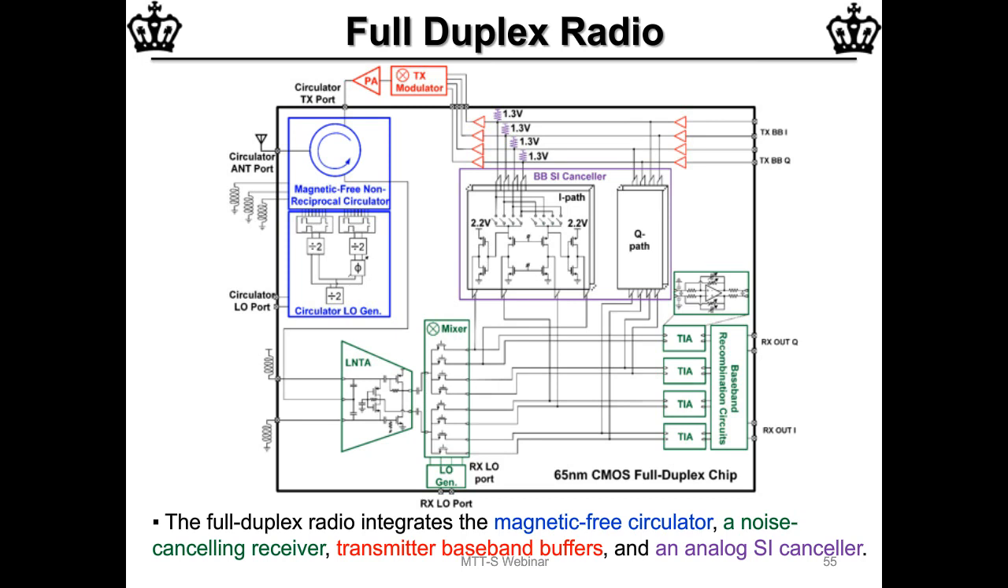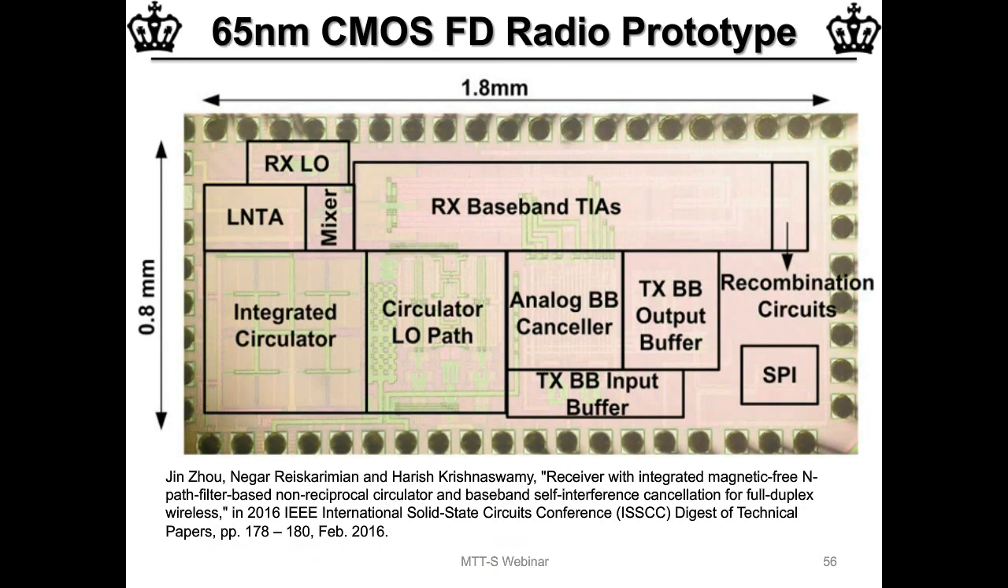So in a first work, we integrated this N-path filter-based circulator along with a full-duplex receiver that featured additional self-interference cancellation between the transmitter and the receiver in the analog baseband. But then as we did this, we realized that there's even more co-design opportunities possible. So this was that first chip, and again, you can take a look at the papers to see the performance and see what we were able to achieve.